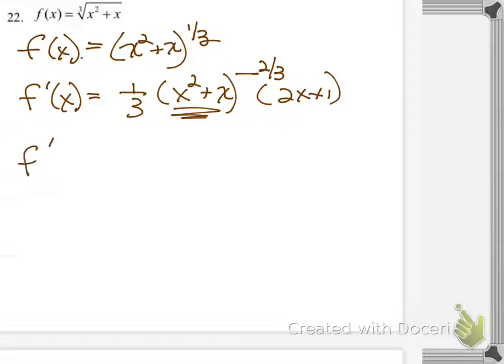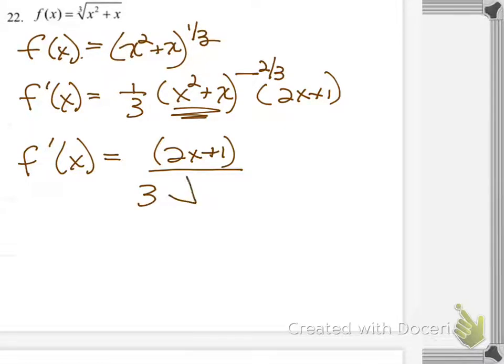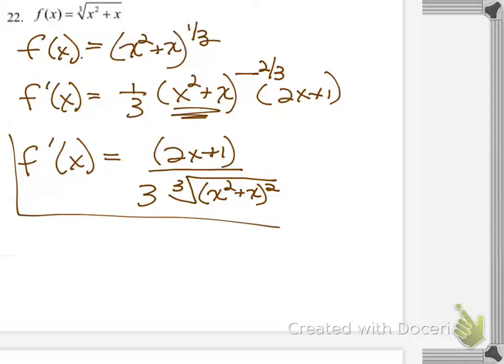Okay, we're going to clean that up and put it back in the form in which it was given to me. So I have 2x plus 1 in the numerator because it doesn't have a power. 3 is in the denominator. Take the cubed root and then take x squared plus x and raise that whole thing under the radical to the second power. Because it's in the denominator, I know it was a negative power. It no longer is. So this is your best answer. Okay, in the next slide, we'll do question 23.